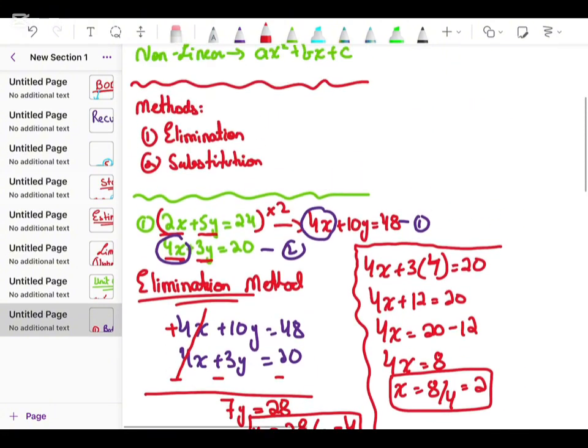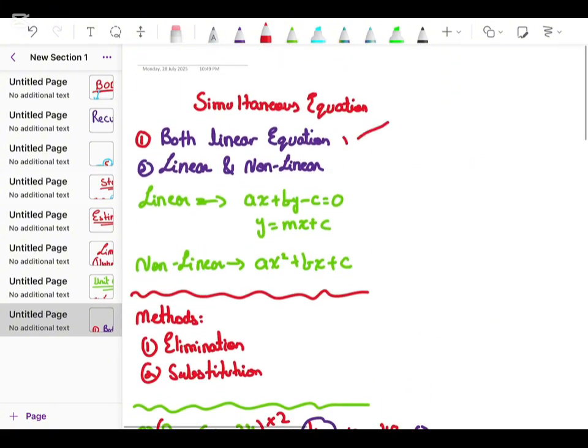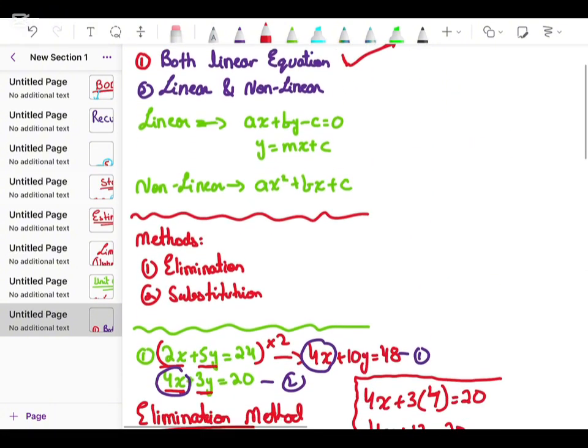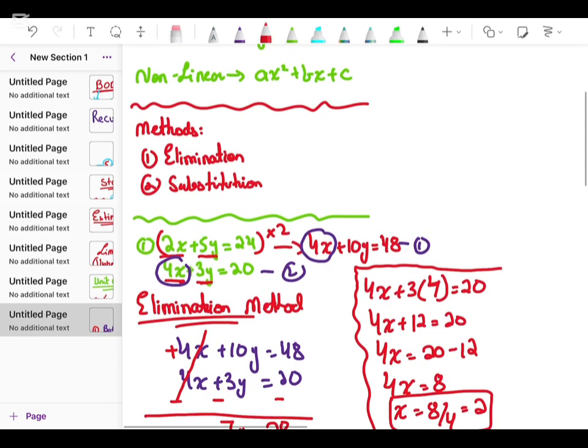So this is basically type number 1. Both the equations are linear and we can apply both the elimination and substitution methods. So I hope there is no confusion in this method. You will find the practice questions in the description. You just have to download that file and solve it. It will be very helpful for you.